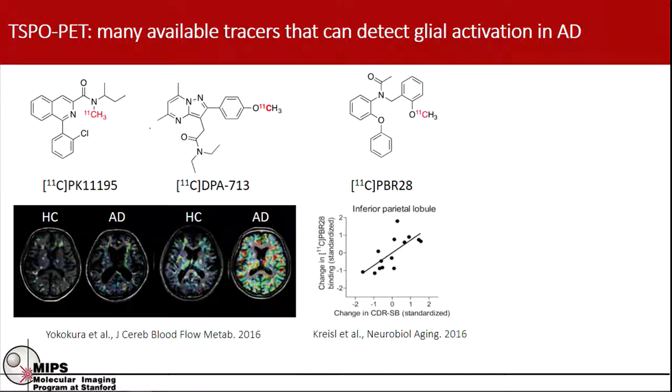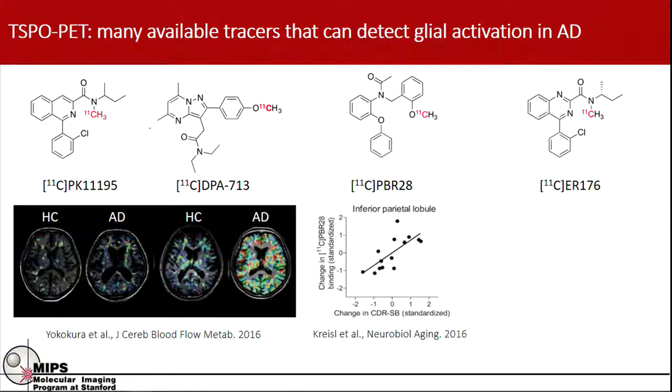But the problem with these tracers, especially the second generation, is that they're sensitive to a polymorphism that occurs in TSPO, meaning that some patients will go in, get scanned, and there'll be no signal, because the polymorphism affects the ability of these tracers to bind to the receptor. Those people are called low affinity binders, or LABs. And so we have to exclude those people, which is a bit of a bummer. You can't quantify what you can't see. So people have to come in and get a genetic test before they get imaged.